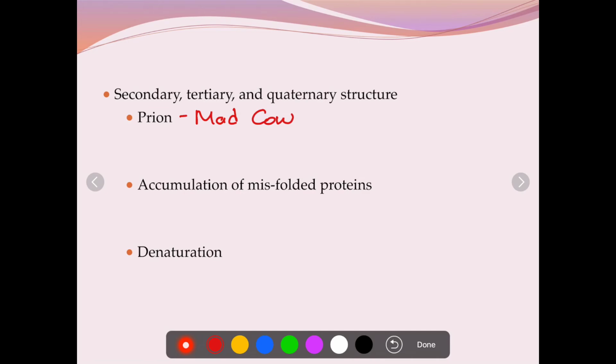Okay? If you have a whole bunch of proteins that are misfolded, not because of a prion, right? Not because of one thing causing it, just it's not getting folded properly in the first place, those can accumulate and cause things like Alzheimer's. So too many misfolded proteins in your brain tissue especially can lead to neurodegeneration.